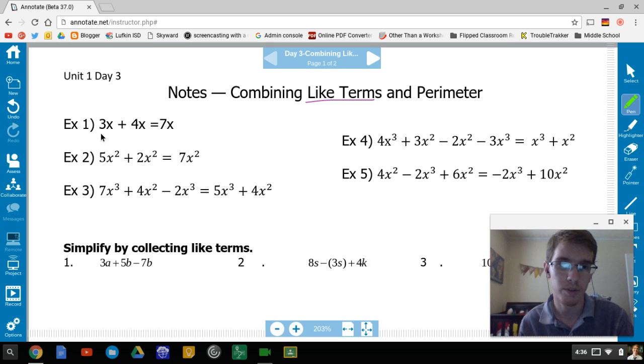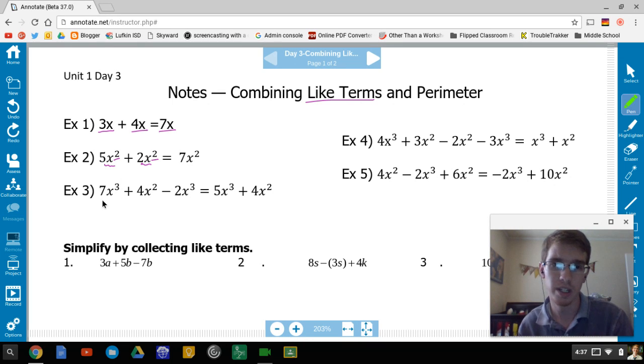So right here, 3x and 4x. Those have the same variable, x and x, same exponent. So you just add the coefficients there. 3 plus 4 is 7. Example 2, 5x squared plus 2x squared. Same variable, same exponent. So we just take 5 plus 2 and get 7x squared. We don't do anything with the exponents right now. Don't even touch the exponents. Keep them the same, keep the same variable.